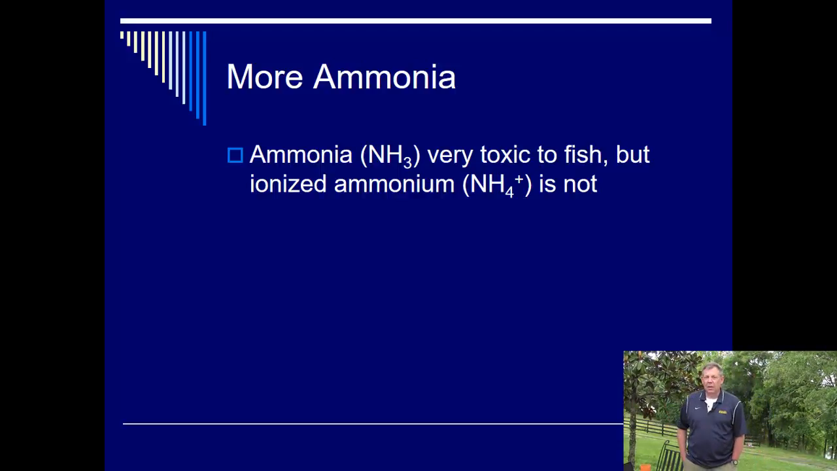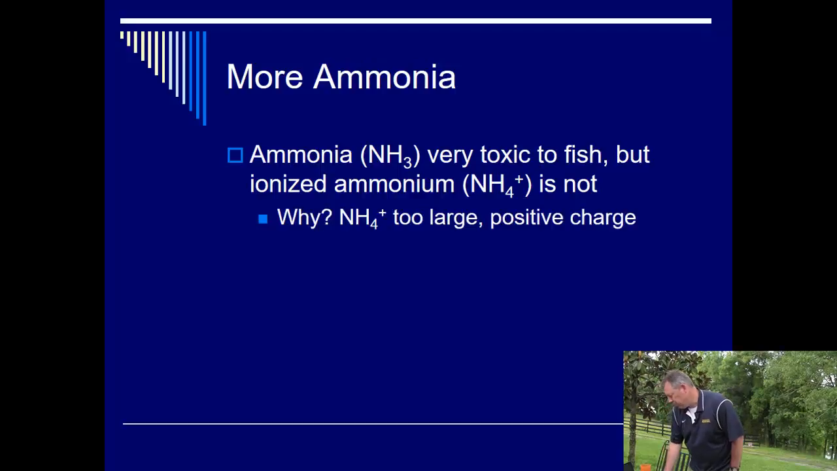Now, an interesting thing about ammonia in fish is that not all forms of ammonia are toxic to fish. Well, what are you talking about? Well, you've got ammonia, NH3, and you have ammonium, NH4+. So sometimes NH3 can pick up an extra hydrogen ion. That gives it a positive charge. But in this state, in the ammonium state, that's actually not toxic to fish.